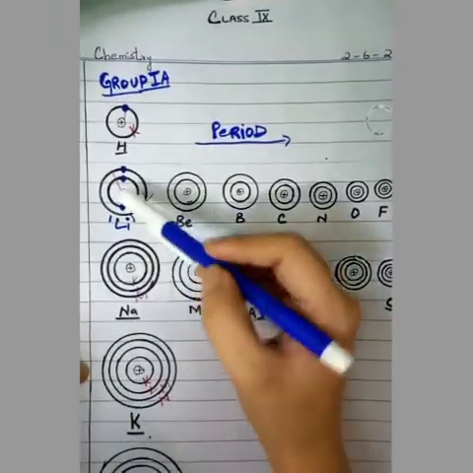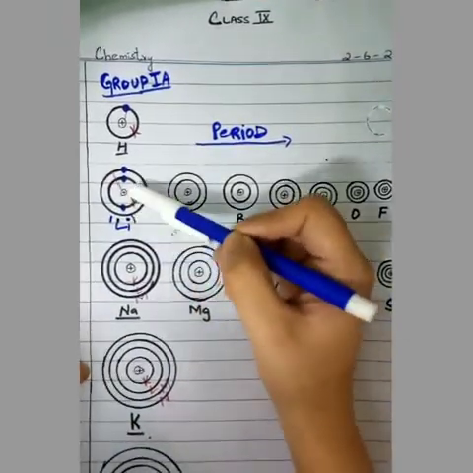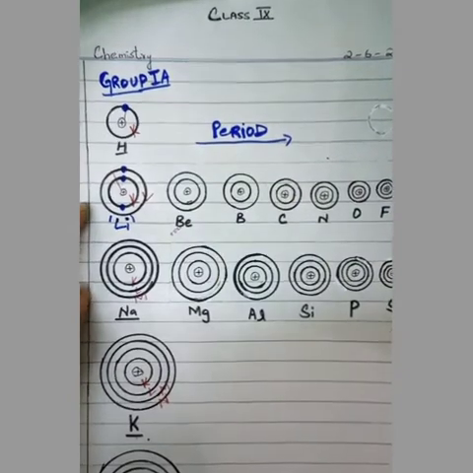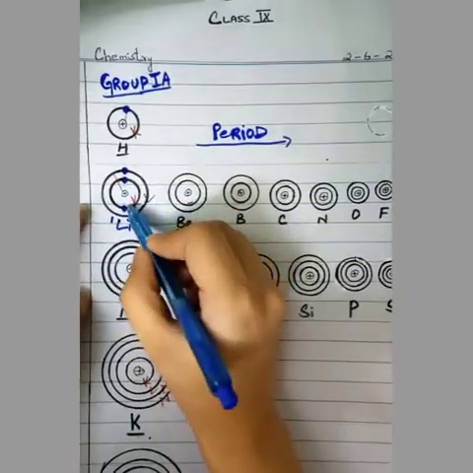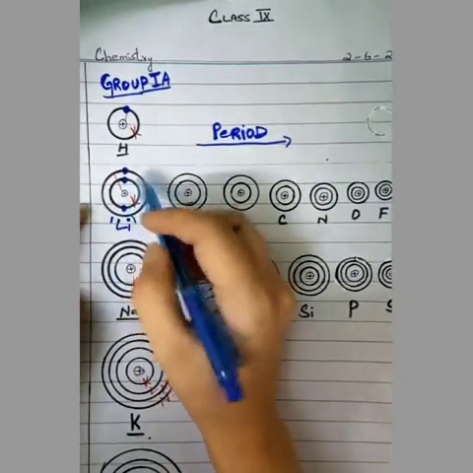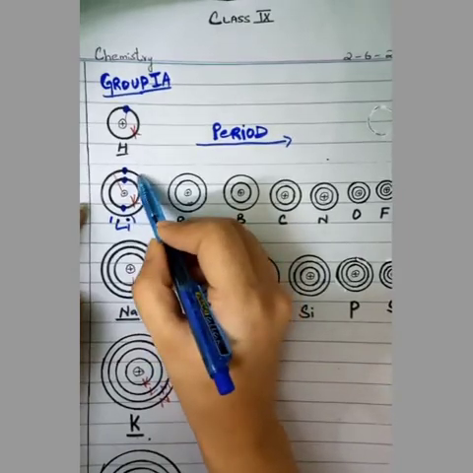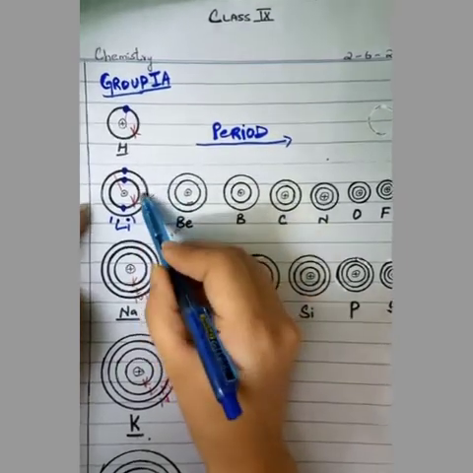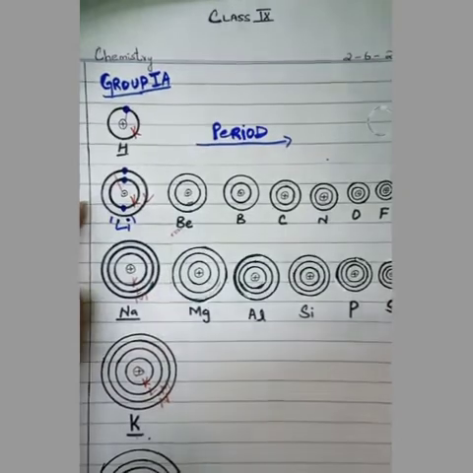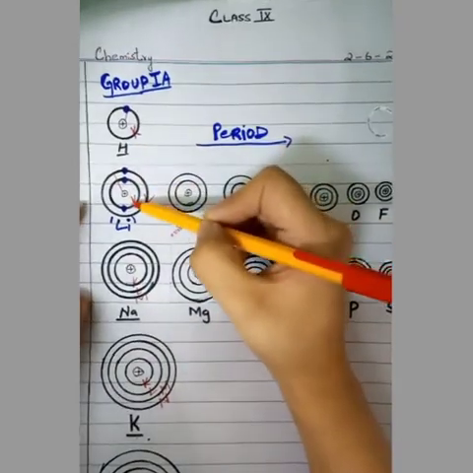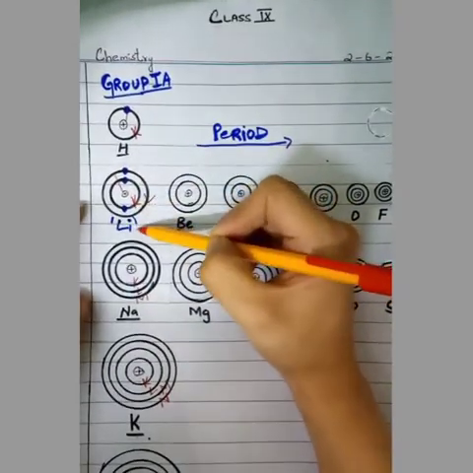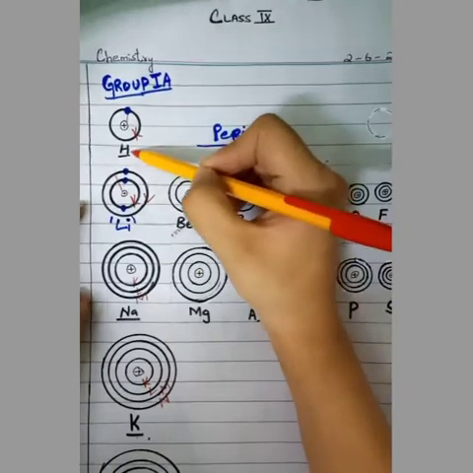In lithium, 3 electrons are present, so one more shell is added, because in the first shell only 2 electrons can be accommodated, so the remaining 1 electron is accommodated in the second shell, that is, the L shell. So the atomic radius of lithium is more as compared to hydrogen.